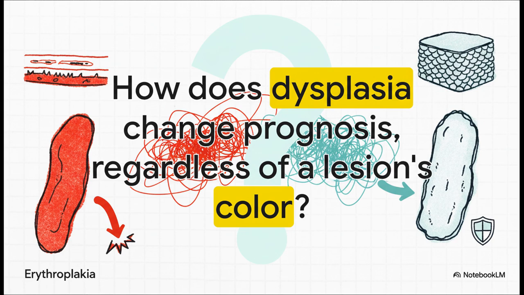So, we'll leave you with this thought. We started with color, red versus white. But the real decider of a patient's future is dysplasia. So the final question isn't really about color at all. It's this: once you see those disorganized cells under the microscope, how do you completely reframe the conversation from "what is this lesion" to "what does this mean for this person's life"? Answering that is the very heart of being a pathologist.